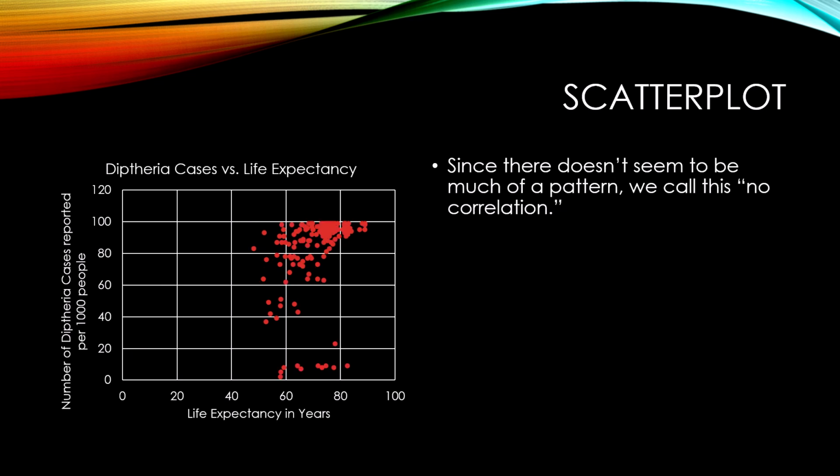Now, sometimes there's no correlation, or there doesn't seem to be much pattern. A good way to identify that is if you draw a circle around the data, as close to the data as you can. It tends to look like a big fat zero. So there doesn't seem to be a lot of connection between the diphtheria cases that a country has versus the life expectancy of people in their country. That's where I pulled this data from. It's from 2015 World Health data.